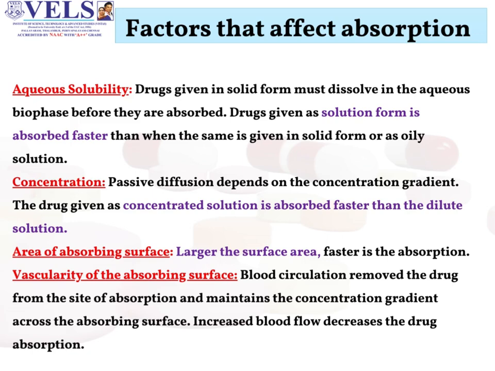Next, coming to the vascularity of the absorbing surface. Blood circulation usually removes the drug from the site of administration and maintains the concentration gradient across the absorbing surface. So when there is increased blood flow to that particular area, it increases the drug absorption.